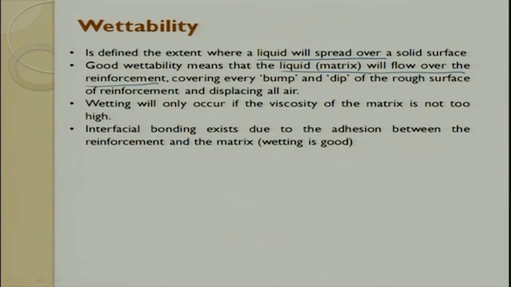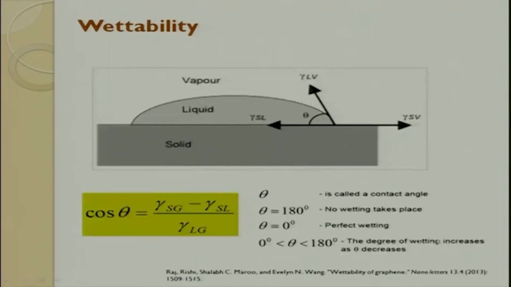The wetting will also occur if the viscosity of the matrix is too high; the interfacial bond exists due to adhesion between the reinforcement and the matrix, which means the wetting is good between the reinforcement and the ceramic matrix. We have already seen it in the metal matrix, so the same figure we are repeating here for ceramic matrix. You have a vapor state, a liquid state, a solid state. This line talks about the interface between the solid and liquid, and between liquid and vapor, and this is an angle which is made. This angle is called the contact angle.